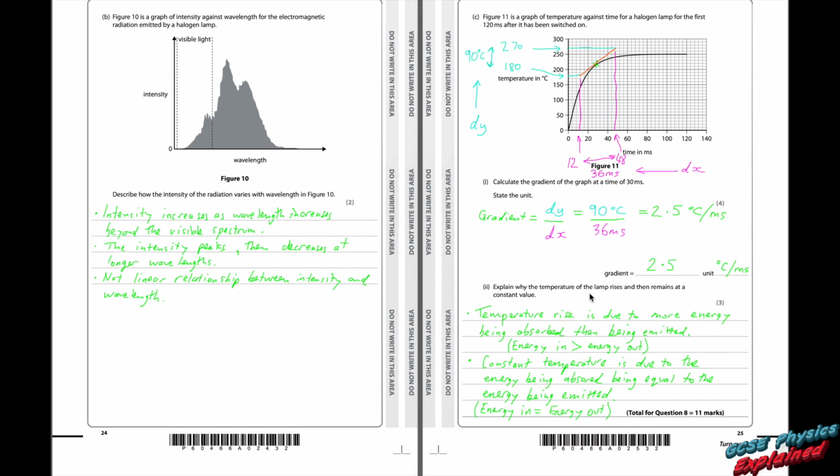Part 2. Explain why the temperature of the lamp rises and then remains at a constant value. Well, it's the same as anything whose temperature rises. The temperature rise is due to more energy being absorbed by that object than is being emitted by the object. Energy in is greater than energy out. And then, why does it remain at a constant temperature value? Well, it's always the same. Constant temperature is due to the energy being absorbed being equal to the energy being emitted. So in other words, energy in equals energy out.